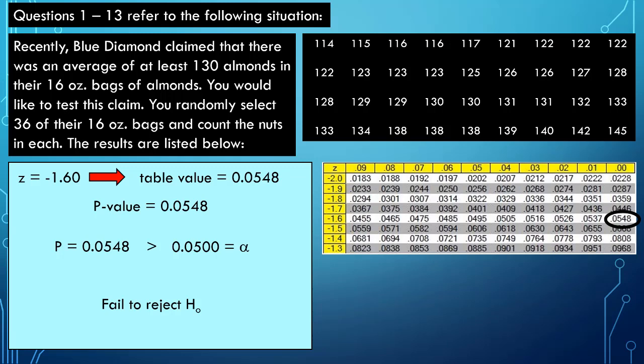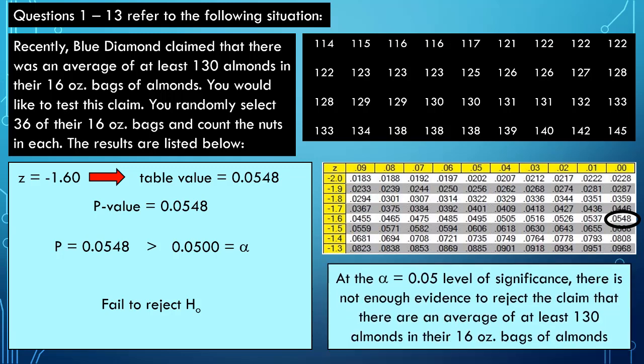So how do we interpret that? Well, H0 was our claim. So that means that at the level of significance 0.05, we don't have enough evidence to reject H0. So at the alpha equals 0.05 level of significance, there is not enough evidence to reject the claim. What was the claim? The claim that there are an average of at least 130 almonds in their 16-ounce bags. So we cannot reject the claim of the manufacturer. And that's the end to question 13.